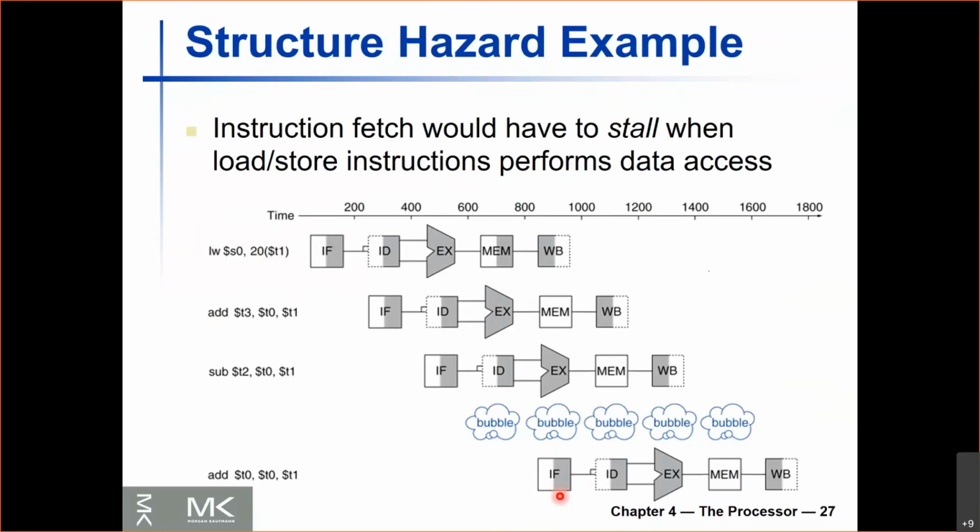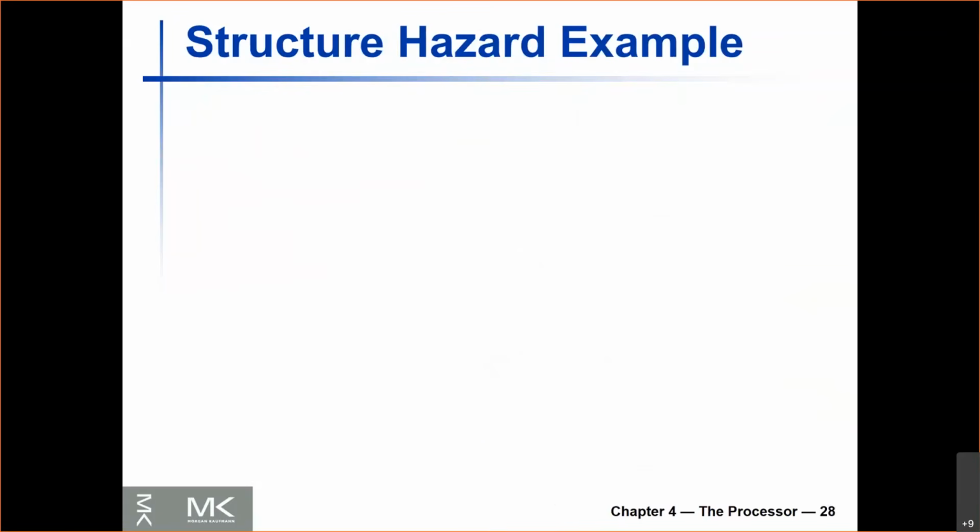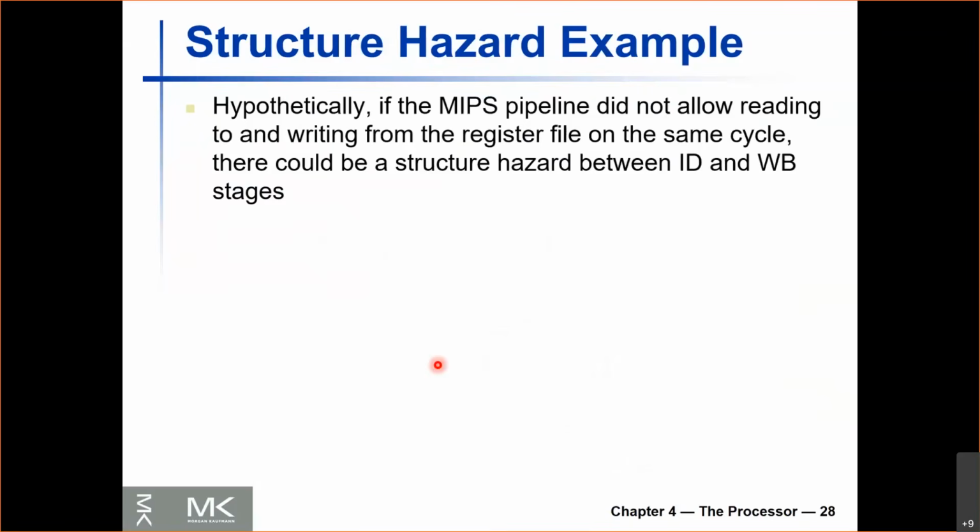But since the MIPS pipeline uses different memories for that, we don't have this kind of structure hazard in the MIPS pipeline. The other example that I gave was for the register file. So the MIPS pipeline allows you to read and write to the register file on the same cycle. However, hypothetically, if it did not allow you to do that, then we would have a structure hazard between the ID and the write back stage.